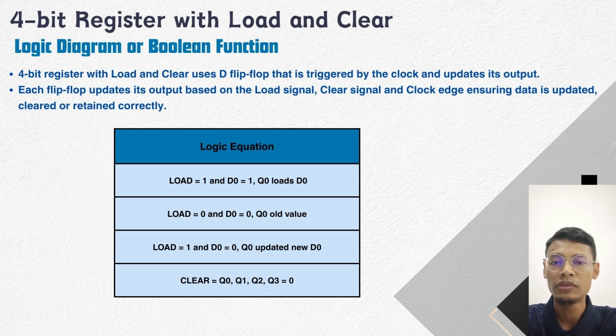When load is 1 and D0 is 1, Q0 loads D0. When load is 0 and D0 is 0, Q0 equals the old value. When load is 1 and D0 is 0, Q0 is updated to the new D0. Clear sets all outputs Q0, Q1, Q2, and Q3 to 0.